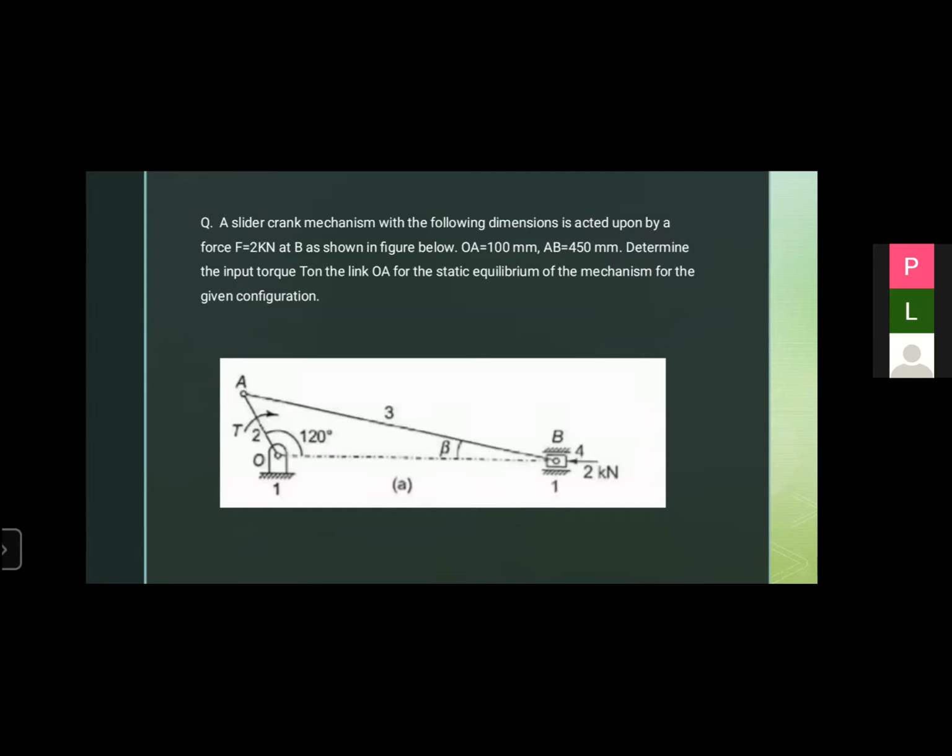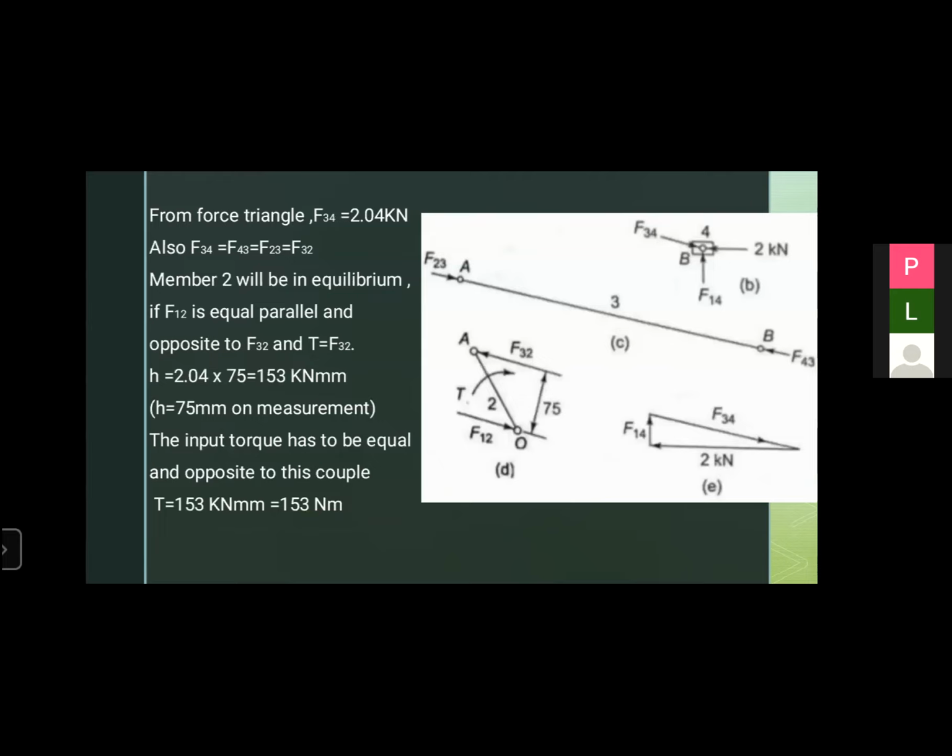We already know what is static equilibrium. And for the maintenance of static equilibrium, all the forces should come to an equilibrium state. So first we have to draw the free body diagram. When you consider link 4, the free body diagram will have the F14 force acting from downwards to upwards, the 2 kilonewton force acting from leftwards to rightwards, and an inclined force F34 acting on link 4.